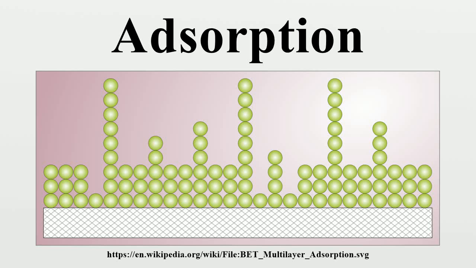Adsorption is the adhesion of atoms, ions, or molecules from a gas, liquid, or dissolved solid to a surface. This process creates a film of the adsorbate on the surface of the adsorbent. This process differs from absorption, in which a fluid permeates or is dissolved by a liquid or solid. Adsorption is a surface-based process while absorption involves the whole volume of the material. The term sorption encompasses both processes, while desorption is the reverse of it.